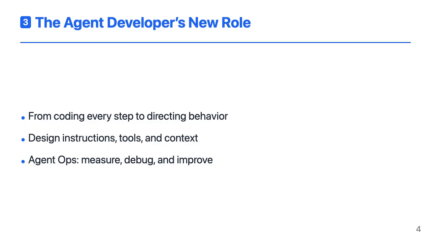Building an agent is very different from writing a traditional program. Instead of hard-coding every logical step, you act more like a director. You define the agent's role and personality, choose which tools it can use, and decide what context it should see. The language model fills in the details. But that flexibility comes with a cost. It's harder to make the system behave exactly as you want. That's where Agent Ops comes in. By tracing the agent's reasoning, tool calls, and outcomes, you can measure performance, debug failures, and iteratively refine prompts, tools, and policies until the system is reliable.